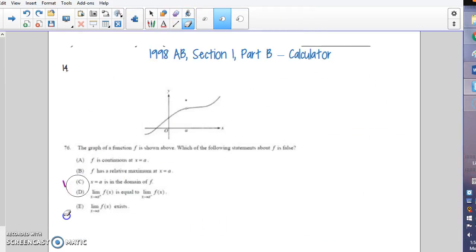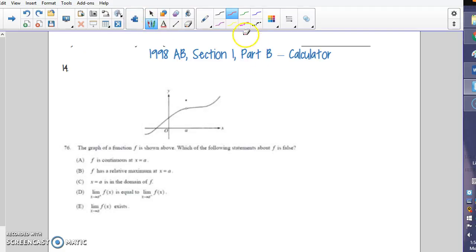And this guy, the graph of f is shown above. Which one of the following statements is false? It's continuous at x equals a. Well, when you look at x equals a, right there, does it match the definition of continuity? Nope. So it should be a. I think that's all I have to say.